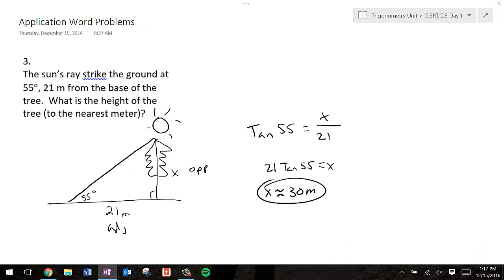Okay, welcome back. So here we are talking about the sun's ray striking the ground at 55 degrees. So what you could really do is have your horizon line drawn in and have that 55-degree angle down to the ground. But I moved it down to our bottom area in order to get it inside of our triangle here to work with it, knowing that we've got alternate interior angles there due to these parallel lines. And after all was said and done, I ended up with 30 meters after solving out for x.